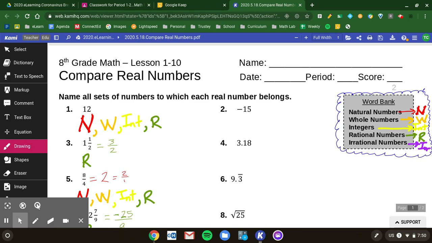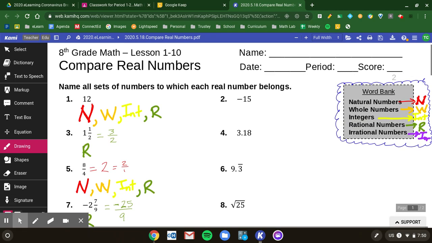Number 5 looks a little similar to number 1. After all, 8 over 4 can be simplified into 2 wholes. So it's a natural number, it's a whole number, it's an integer, it has no parts. You could also think about it as 2 to 1. Or, frankly, if I just saw 8 to 4, boom, that's a ratio. So for number 5, it is a natural number, it is a whole number, it is an integer, and it is rational.